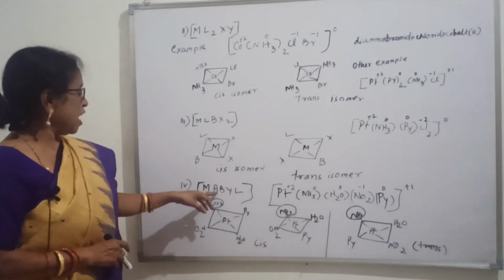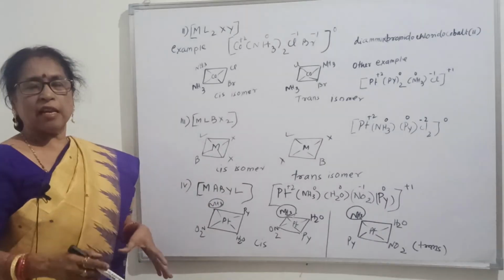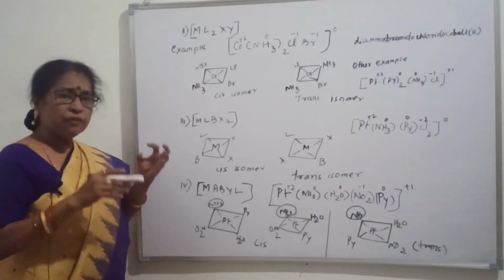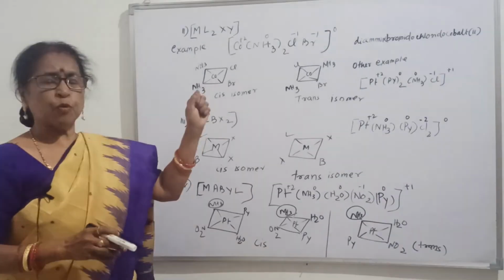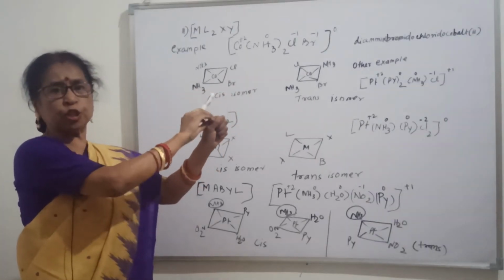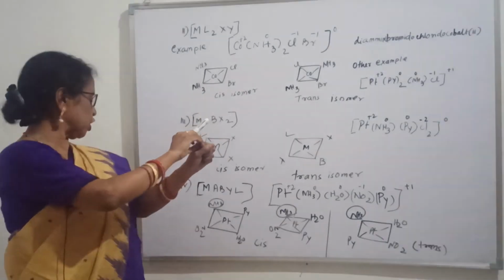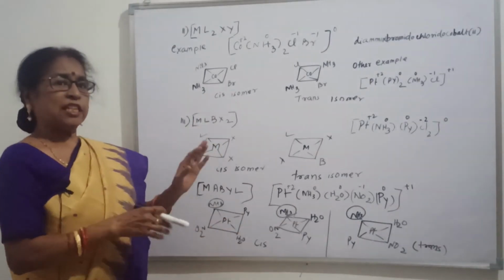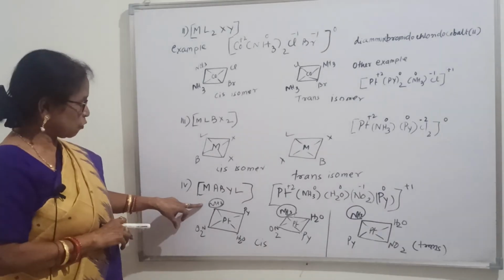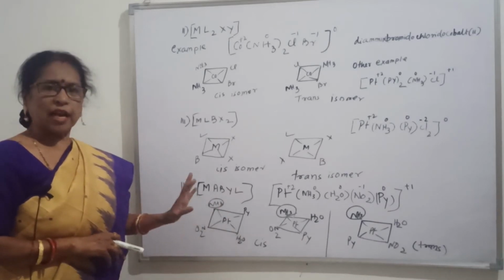Next is MABXL, where all ligands are different: A, B, X, L. What to do then? Here you will fix the position of one ligand. I will focus on this ligand, its position here. To keep this ligand in a fixed position, you write the other ligands and try to change them. Let us see, ammonia is fixed in this position. Then what are the remaining? You write NO2, water, PY as you like.